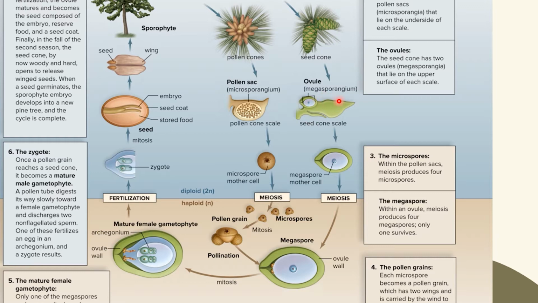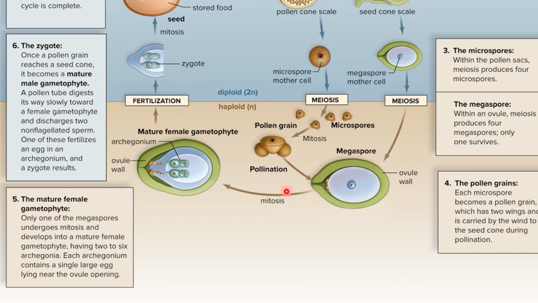So inside the microsporangium is the megaspore mother cell. Just like the microspore mother cell, the megaspore mother cell will undergo meiosis to produce a haploid megaspore. We should remember that since each scale has 2 ovules, there will be 2 megaspore mother cells, and there will also be 2 megaspores. However, only 1 megaspore will undergo mitosis and develop into the mature female gametophyte.